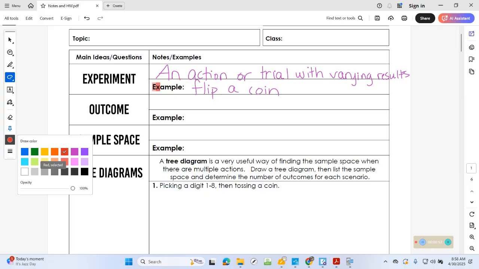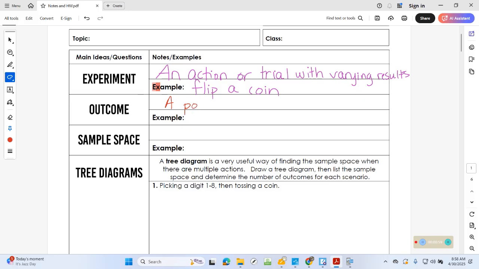Okay, outcomes, which is what we're going to be using today when we go through and actually start calculating our probabilities. A possible result from the experiment. So an example of that. I'm going to go back to the flip a coin. If you flip a coin, what are the possible results of flipping a coin? What can it land on? Heads or tails? So I'm just going to put heads.